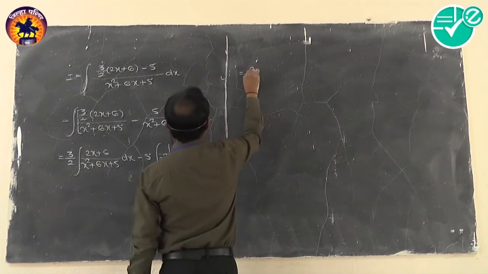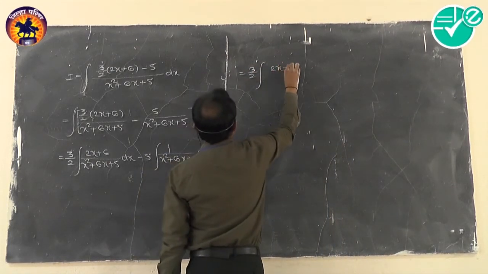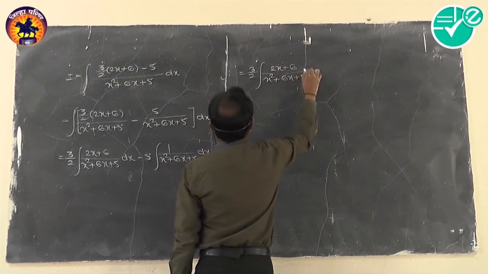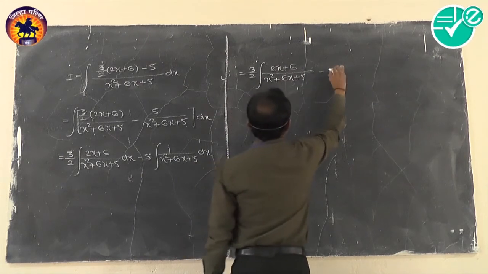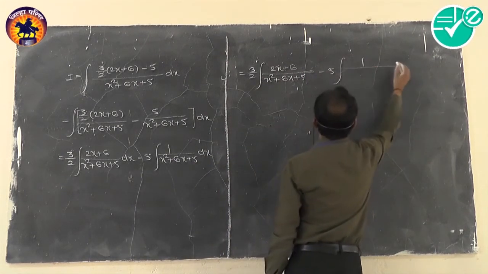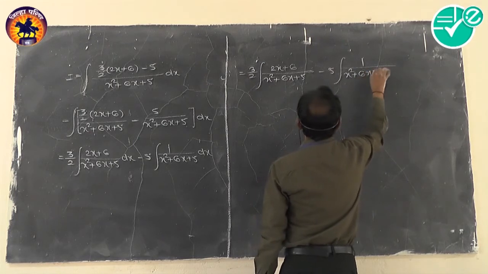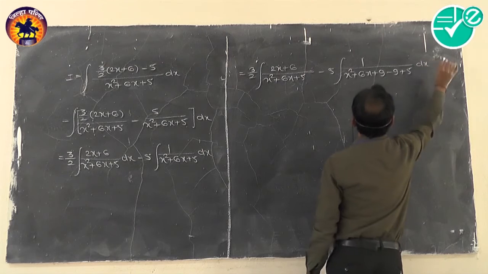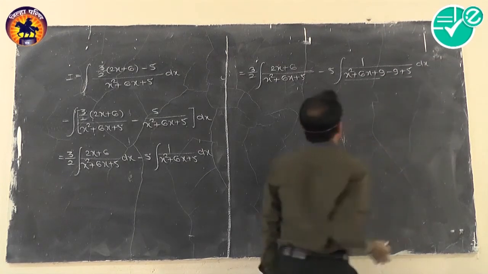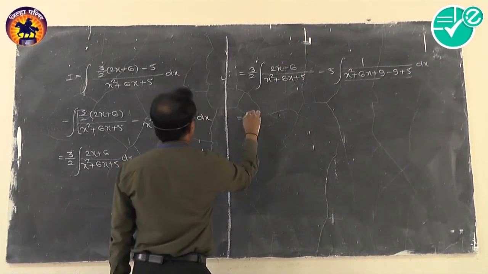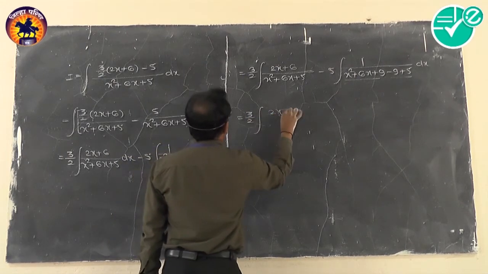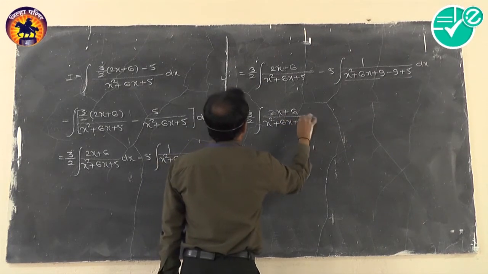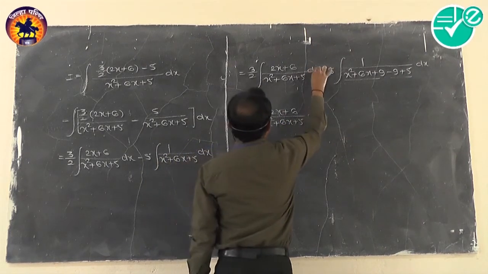Now here it is 3 by 2 into 2x plus 6 upon x square plus 6x plus 5 minus 5 is outside, integration of 1 upon x square plus 6x, add 9, subtract 9 plus 5, and then dx. These three terms and these two terms we have to split now. Here it is 3 by 2 into integration of 2x plus 6 upon x square plus 6x plus 5 dx.